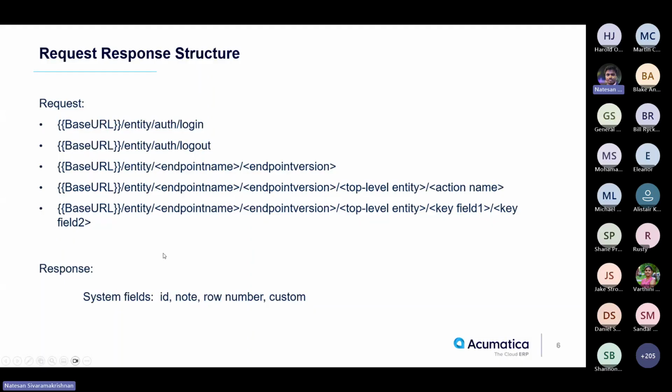In all of the responses of the REST API, we have system fields like the ID, which is a GUID field, which is unique for all the top level entity and the sub entities. And we have the note field, row number, and the custom field.